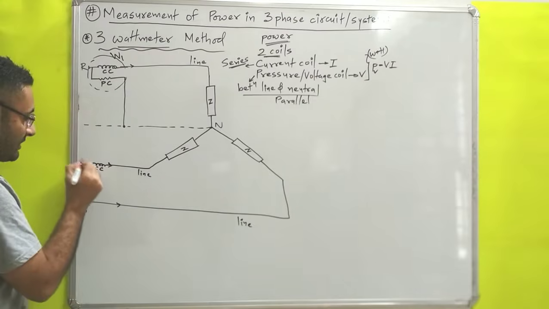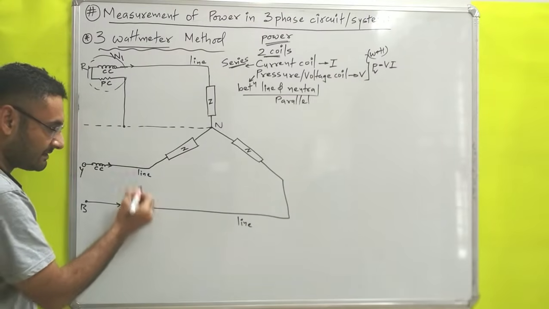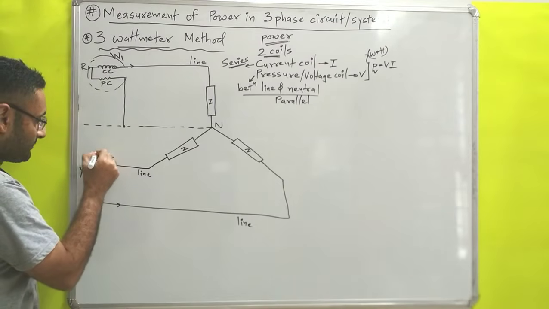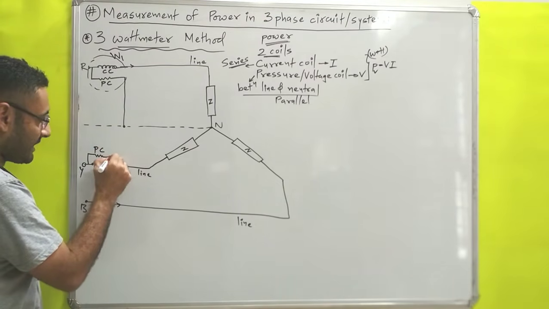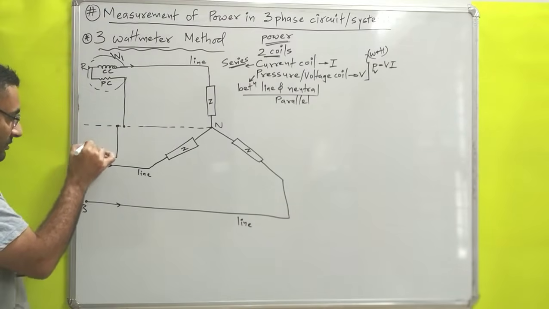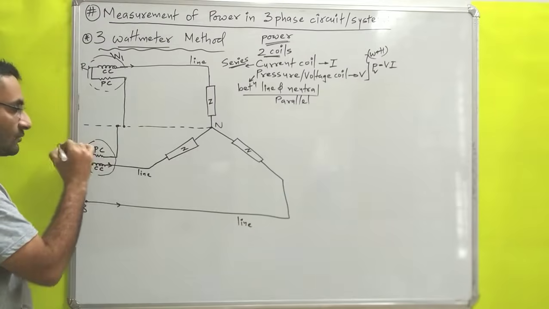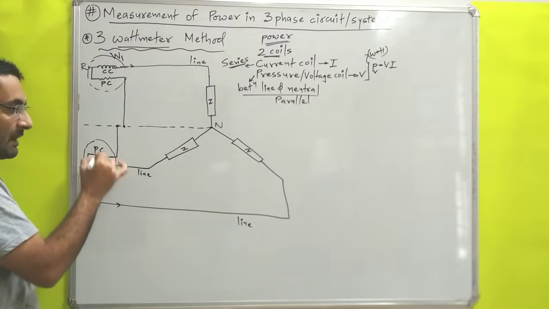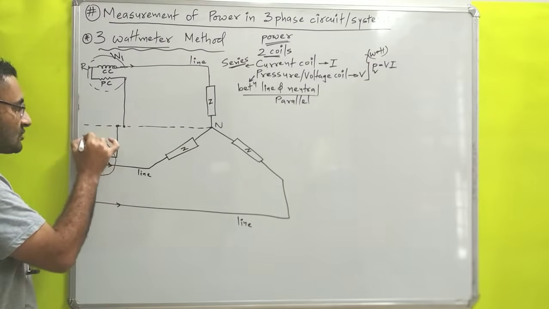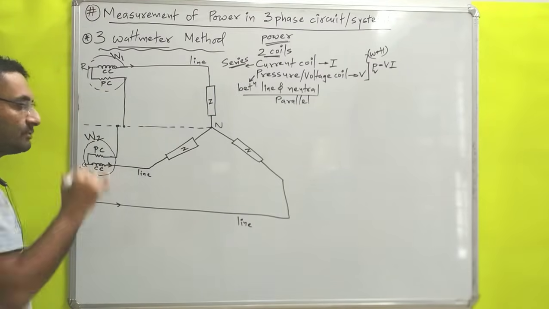Then it has one pressure coil which is connected between line and neutral. So over here, between line and neutral, that is the pressure coil, PC. Again, the pressure coil and current coil create a wattmeter. So it will give the power P equals V into I for the Y phase. So the wattmeter reading of power is say W2.